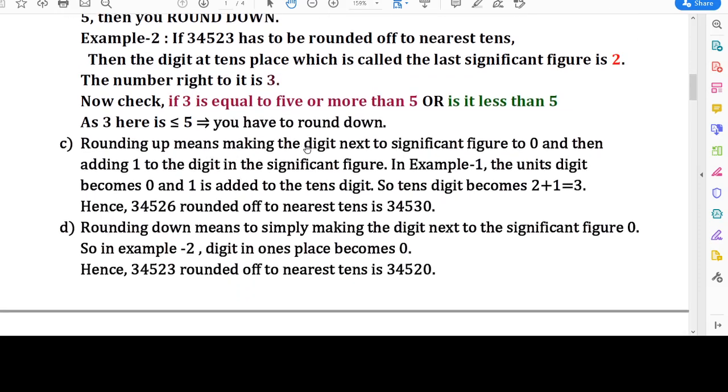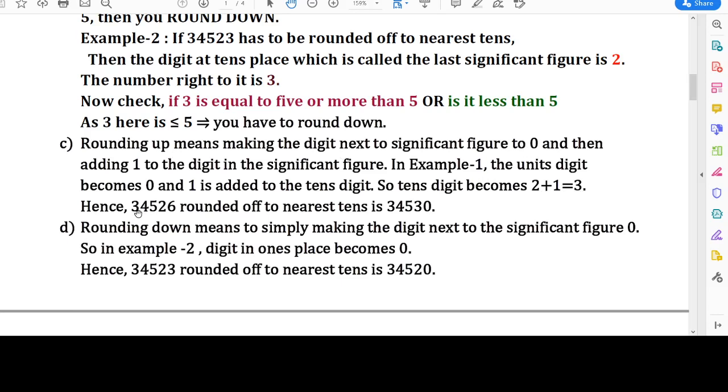Rounding up means making the digit next to the significant figure 0 and then adding 1 to the digit in the significant figure. In this example, the units digit becomes 0, and since we are rounding it up in example 1, we add 1 to the tens digit. The tens digit is already 2, so it becomes 2 plus 1, 3.